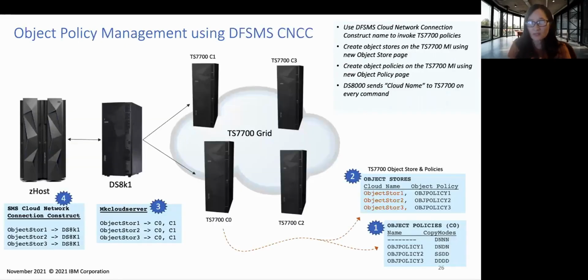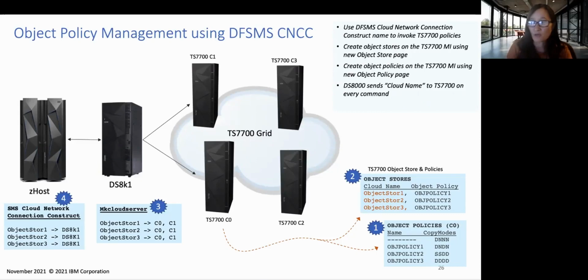Okay, so this is kind of like a step through a little bit on putting the pieces together. So down here in the lower right section, you've gone out to the 7700 and you created your object policies and you've set your replication. So here we have OBJ policy 1, 2, and 3, and each one of them has some sort of a copy mode where D means deferred, N means no copy, and S means synchronous copy. So we set up our policies on the cluster, and then step 2 is we set up our object store. So this is the object store 1, 2, and 3.